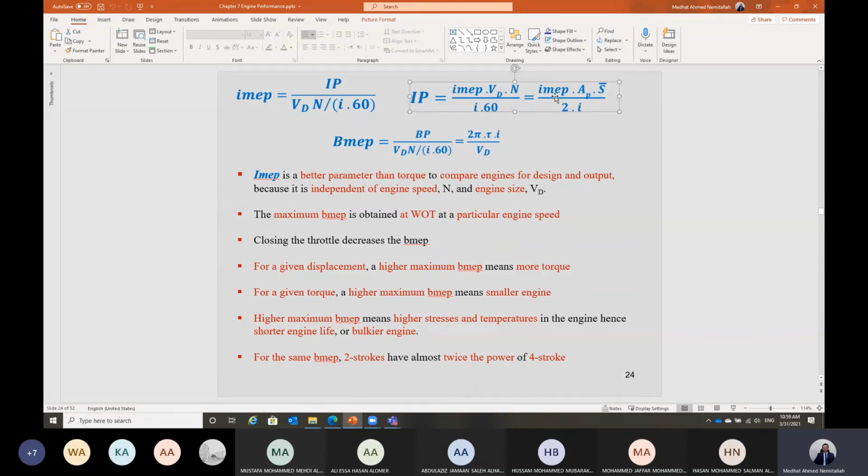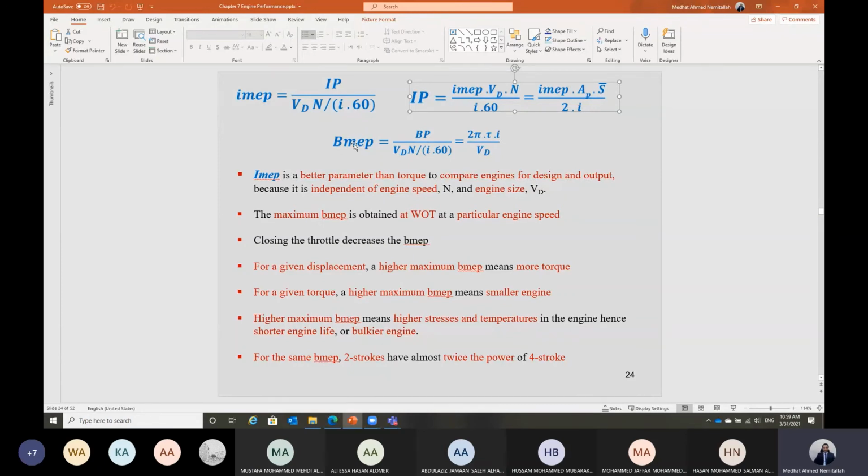So we can represent the indicated power as equal to the indicated mean effective pressure multiplied by the displacement volume, which is the area of the piston, pi over 4 D squared, multiplied by L. L is the stroke. L and N, we can replace them with the average piston speed, so we are left with this equation. If we look at this term here, it is independent of the engine displacement and also independent of the engine RPM.